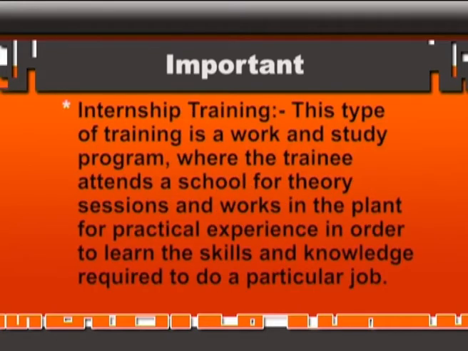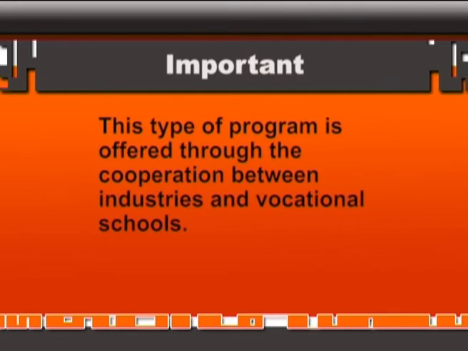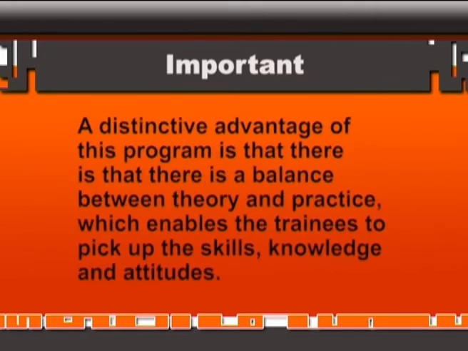Internship training. This type of training is a work and study program where the trainee attends a school for theory sessions and works in the plant for practical experience in order to learn the skills and knowledge required to do a particular job. The training period may vary from 3 to 9 months and the participants alternate from school to the plant and vice versa until the course is completed. This type of program is offered through the cooperation between industries and vocational schools. A distinct advantage of this program is that there is a balance between theory and practice which enables the trainees to pick up the skills, knowledge and attitudes.